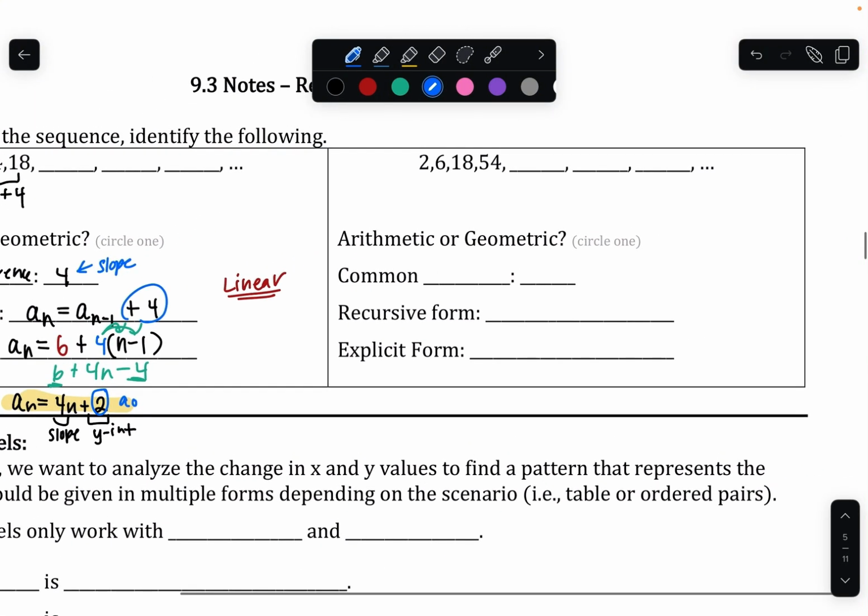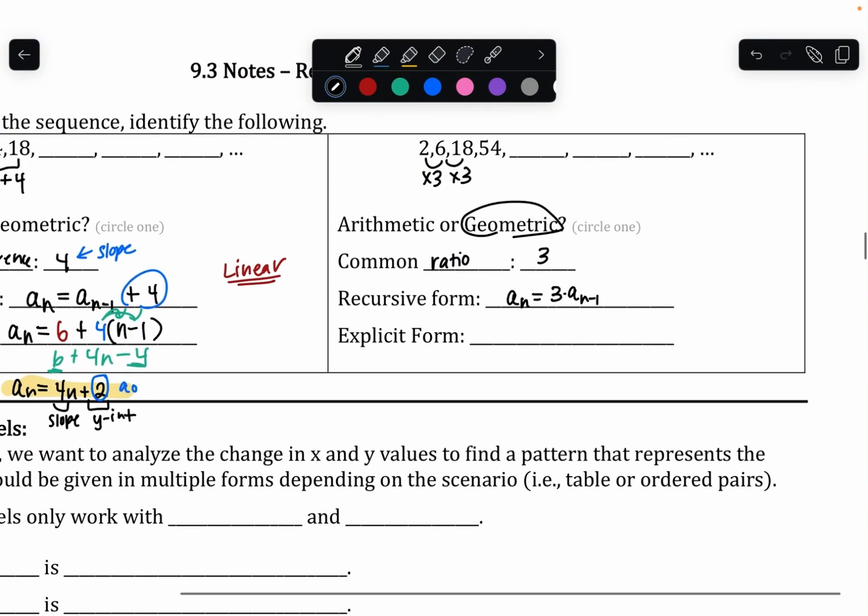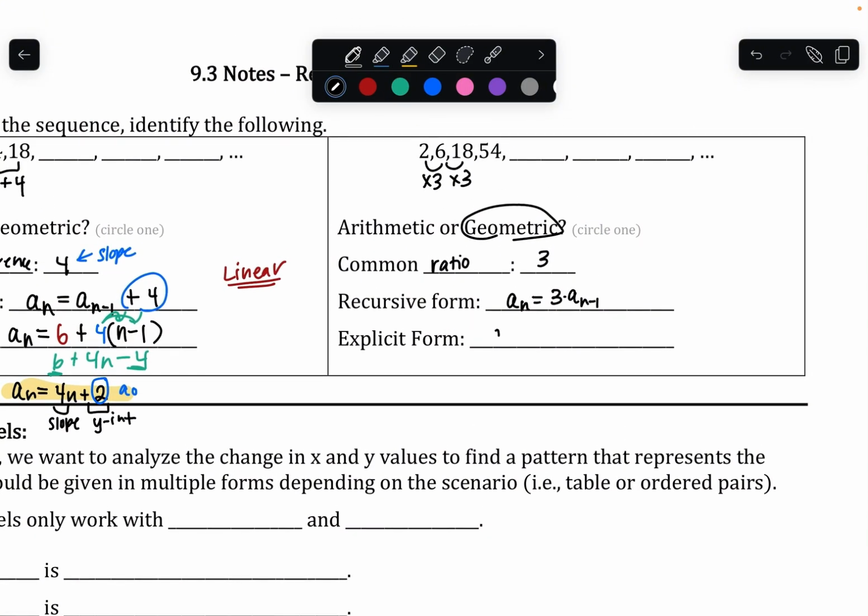Okay, looking at this next sequence, we are multiplying by 3, which means this is a geometric sequence, which means we have a common ratio, which in this case is 3. So in recursive form, you get to any term by multiplying 3 by the previous term. And for the explicit form, we get to any term by taking the first term and multiplying it by the common ratio n minus 1 more times.